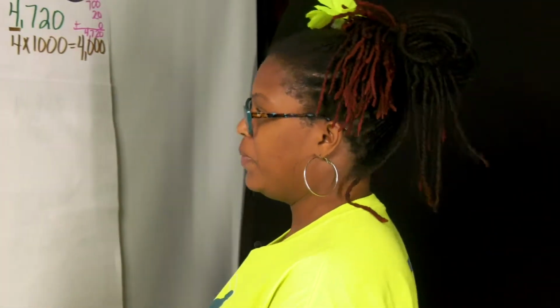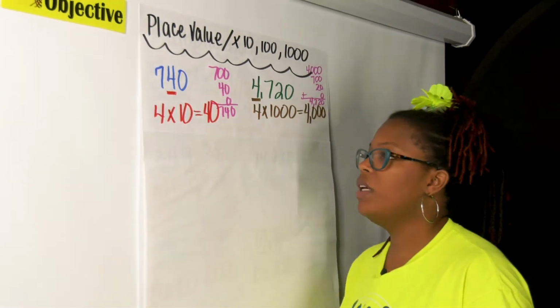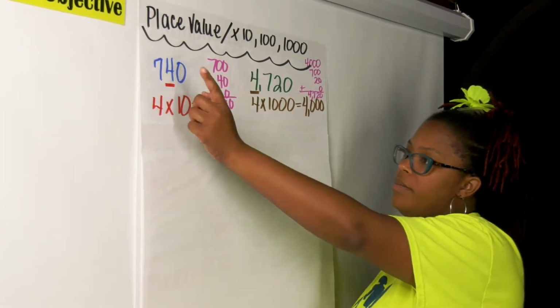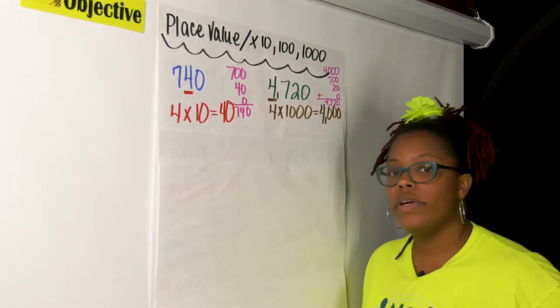This is Ms. Jackson with another math video, and today we're going to continue with understanding place values, multiplying by 10, 100, and 1,000 from yesterday. Let's get to it. All right, so remember I told you we're going to use those same numbers from yesterday. So remember we had the numbers 740 and 4,720.